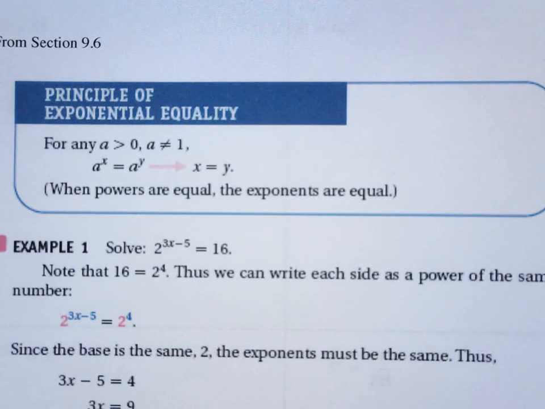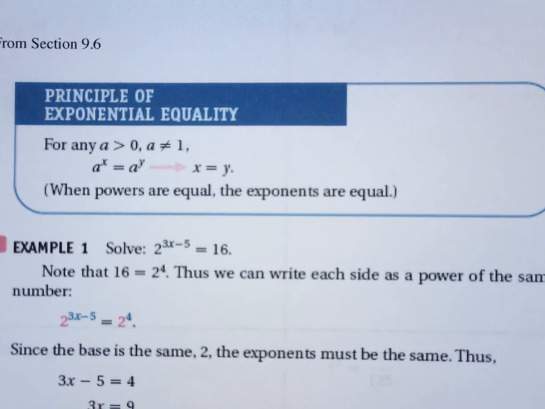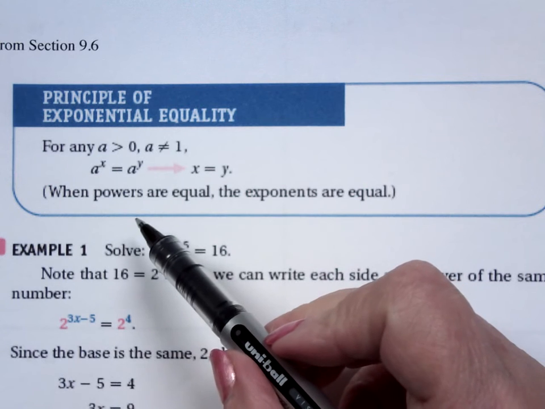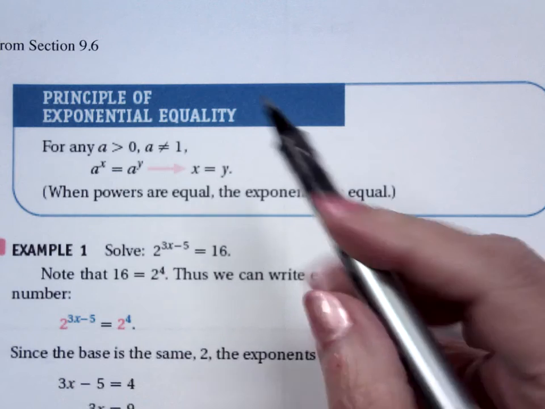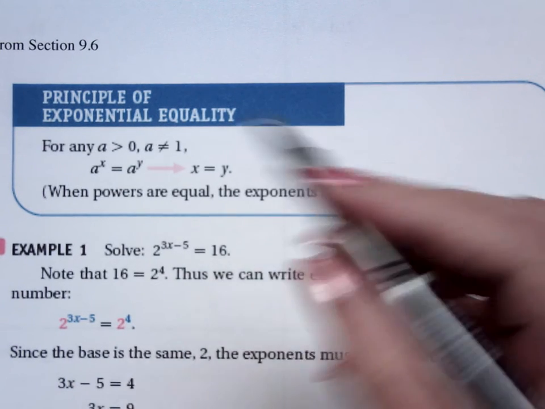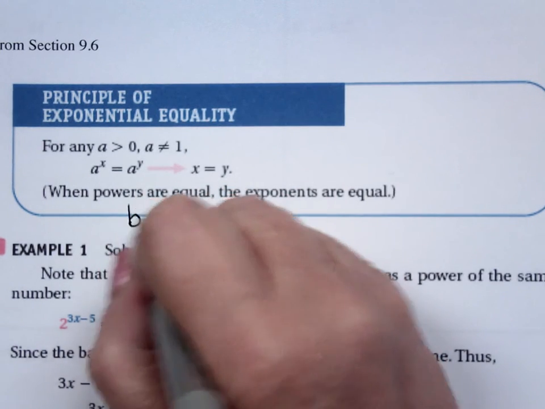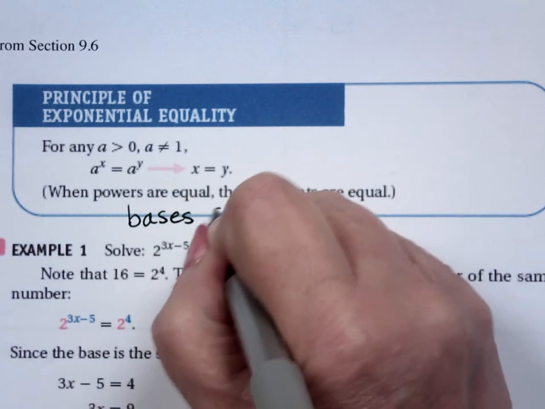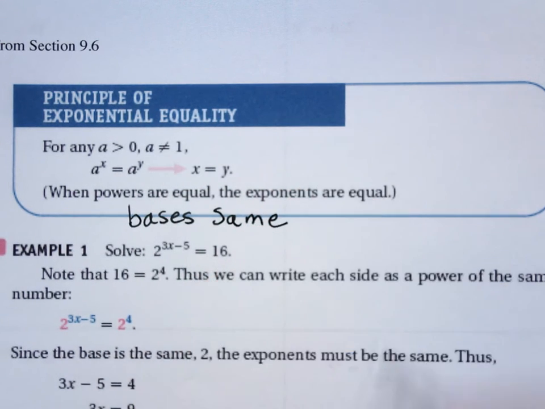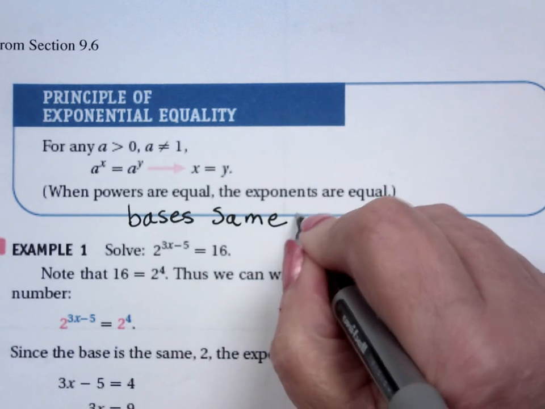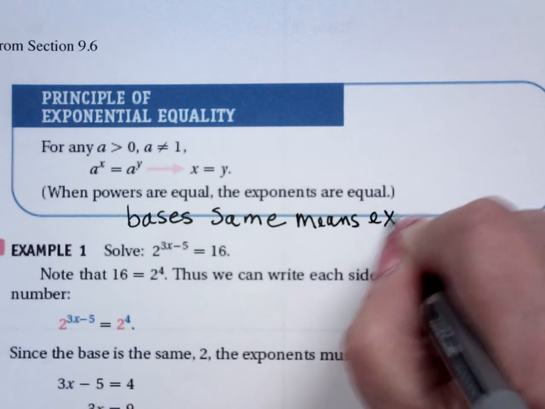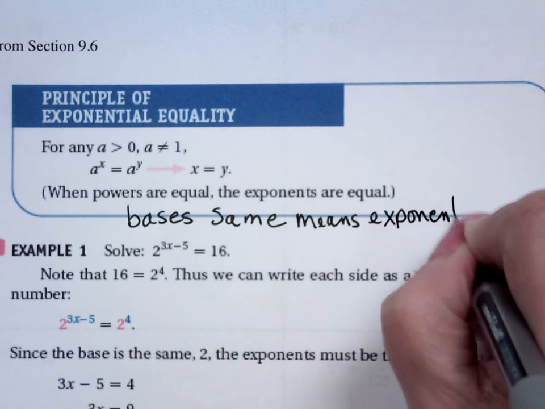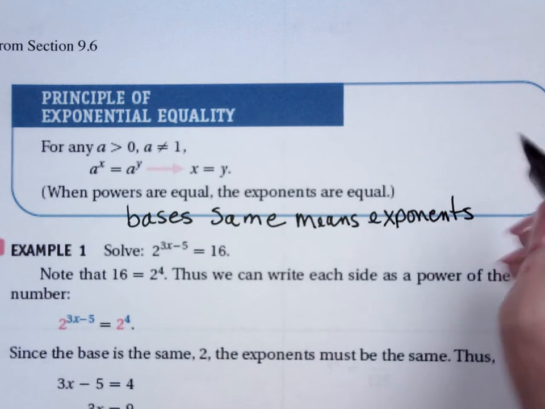But this is called the principle of exponential equality. And what it says is that if I have a to the x equal to a to the y, then x equals y. I look at this and say to myself, the bases are the same, which means the exponents are equal.